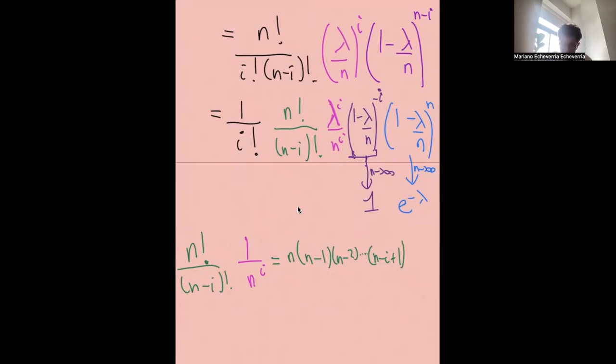So you get that, and you're multiplying this by 1 over n to the i. Here's just a thing about counting how many factors you have. You have 1, 2, 3, up to i factors. So here there are really i factors.